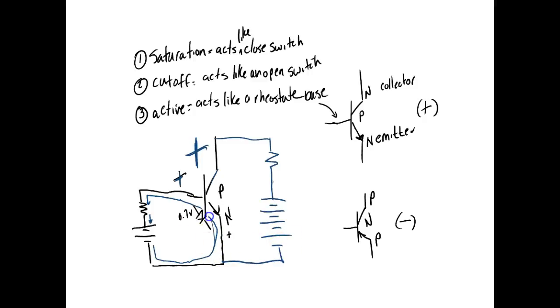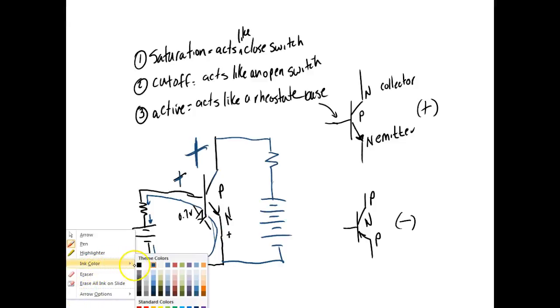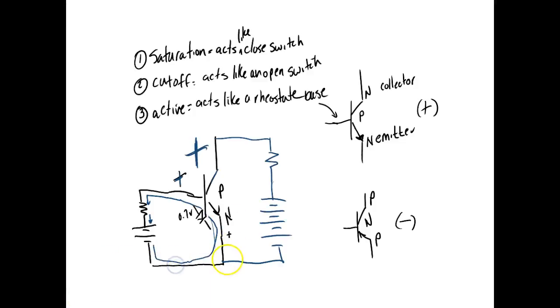Now, as soon as I have base current, what does that do? That opens the valve up and it allows the main current to flow in this direction right here. Very little base current, a lot of current over here. If you don't have base current, you don't have collector to emitter current.